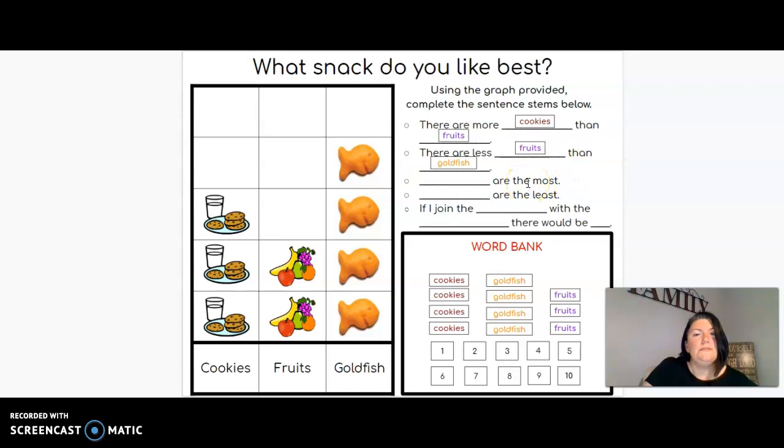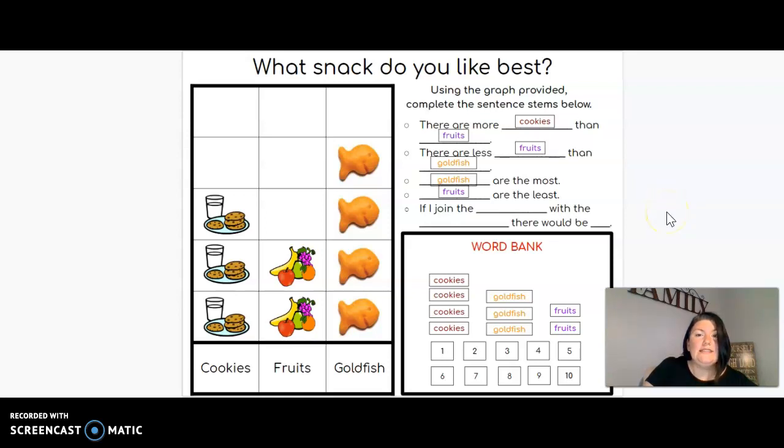Which one is the most? You are right, goldfish. I'm going to take goldfish and drag it up and drop it into my sentence stem. It now says goldfish are the most. Which one on our vertical bar graph has the least? Fruits. Good job. So I'm going to come down into my word bank. I'm going to drag and drop fruits into my sentence stem. And now my sentence reads, fruits are the least.